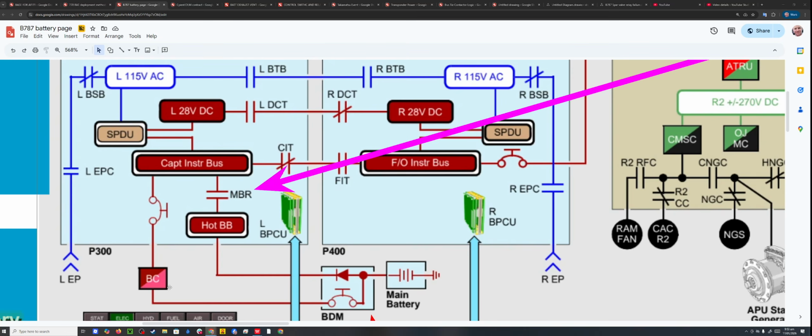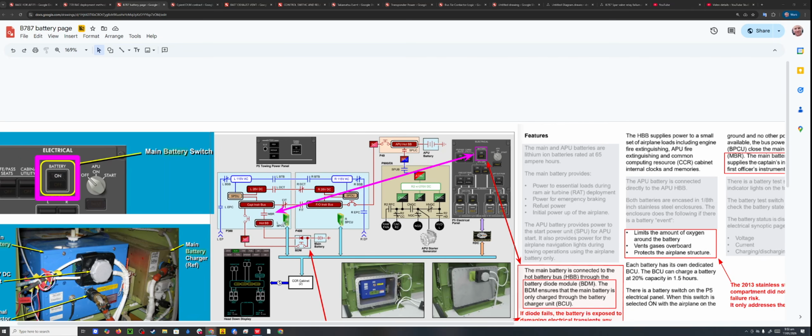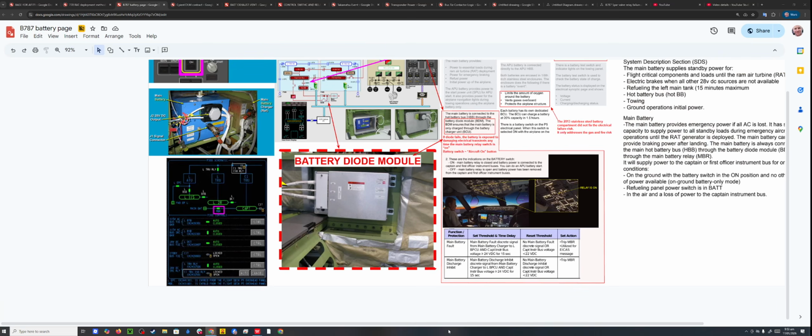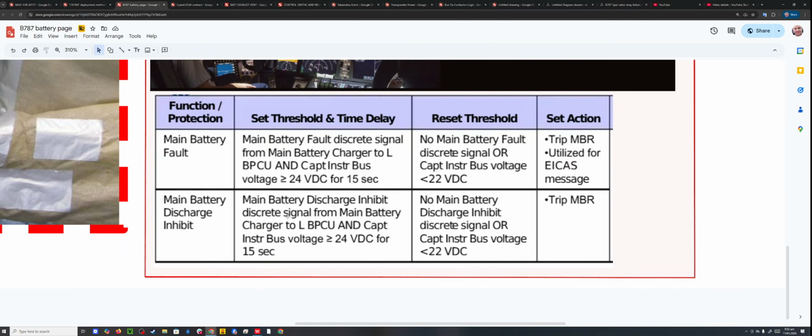The battery charger is monitored by the left bus power control unit. If something goes wrong with the battery inside, a fault can be detected by the battery charger, which sends that information to the left bus power control unit. If something's wrong with the battery, you want to know about it pretty quickly, but some little things can go wrong which could be ignored. So this system waits 15 seconds for a main battery fault to continue before it does anything about it.